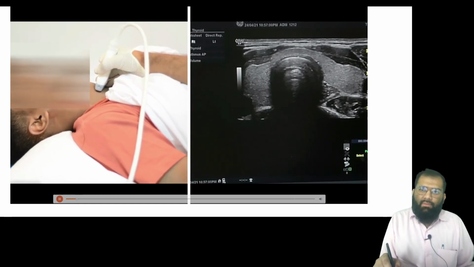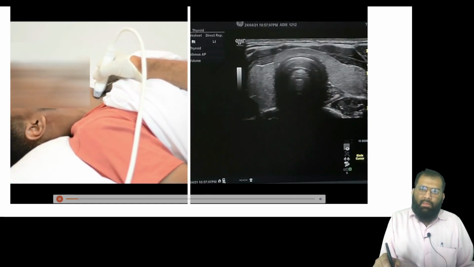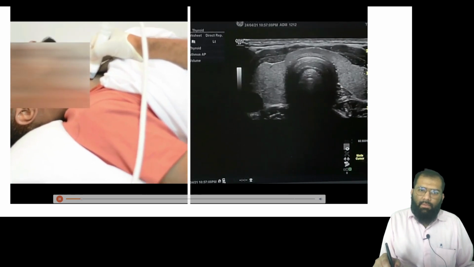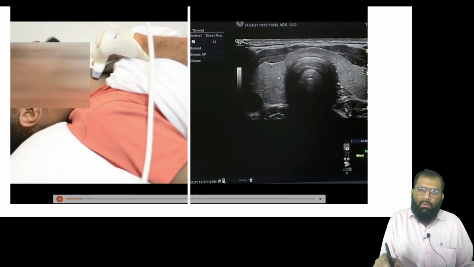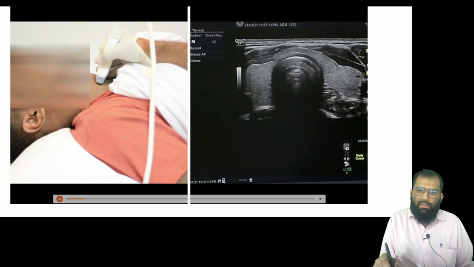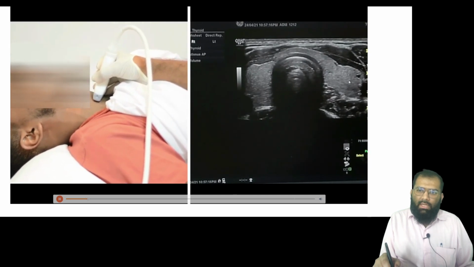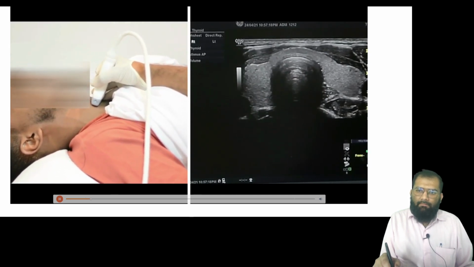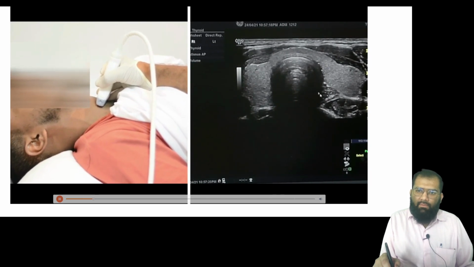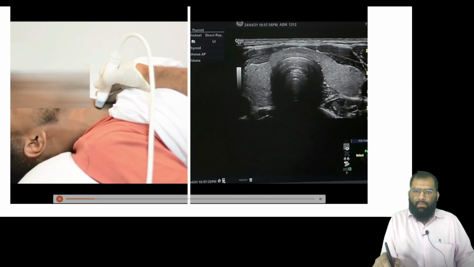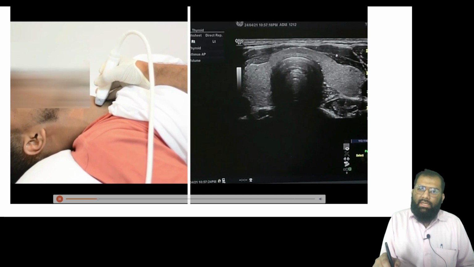Now this is the isthmus which is getting shown here, the isthmus of thyroid gland. Now we are scanning along; this is the right lobe which is pointed. This is the left lobe of thyroid gland. You can see behind the left lobe, this is the esophagus. These are the strap muscles.